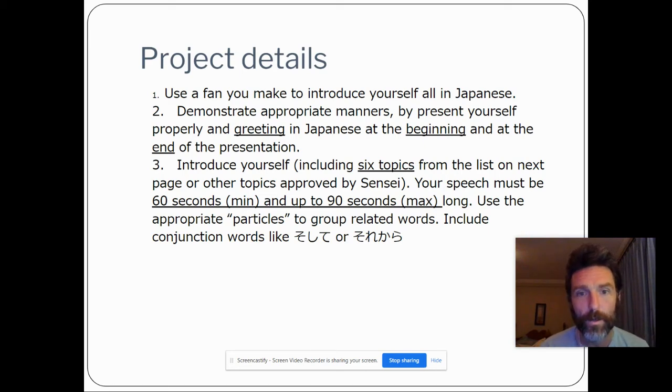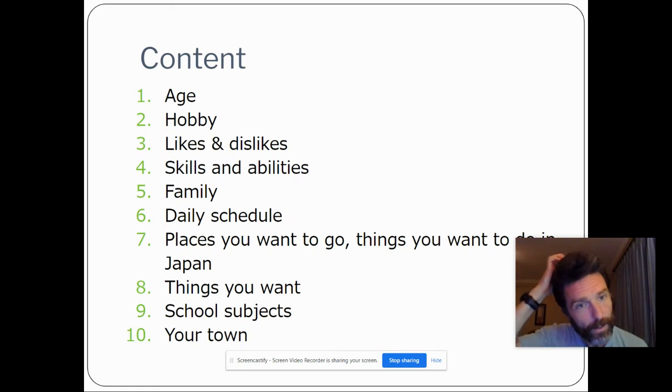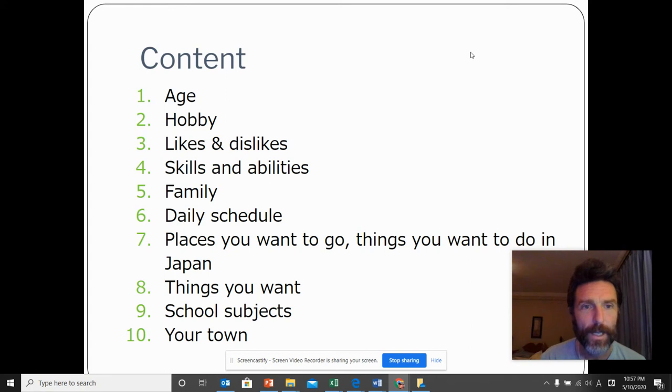Okay, so what are the topics? Here they are, all things that we've talked about this year. We have age, hobby, likes, dislikes, skills, abilities, family, daily schedule, places you want to go, things you want to do in Japan, things you want, school subjects, your town. There's probably other things that we talked about. Transportation. If you want to figure out a way to talk about transportation, that's great. Do it. But you need to talk about at least 6 of these.